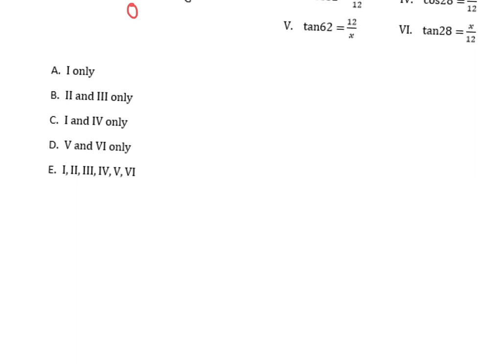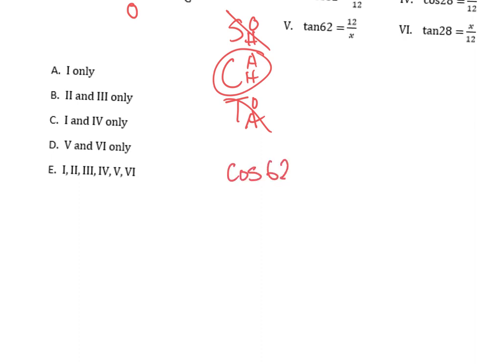So if I use A and H in that case, if I look at TOA, A and H would be cosine. So that would be cosine of 62 equals, and the formula for cosine is A over H. So X over 12. That actually matches with this one. Cosine 62 equals X over 12.